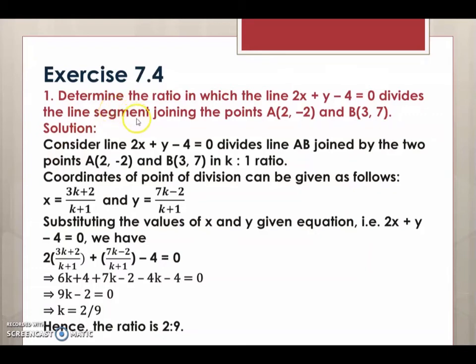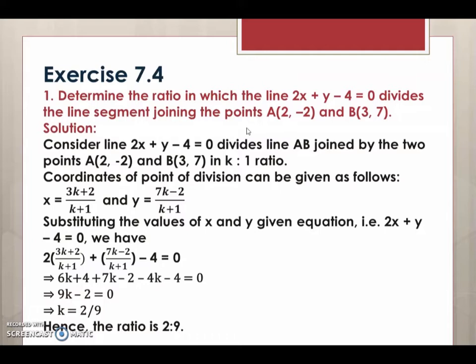Now exercise 7.4, the first problem is: determine the ratio in which the line 2x plus y minus 4 equal to 0 divides the line segment joining the points A (2, -2) and B (3, 7). There are two lines, basically: one is AB, the line which joins A and B, and another whose equation is given as 2x plus y minus 4 equal to 0.